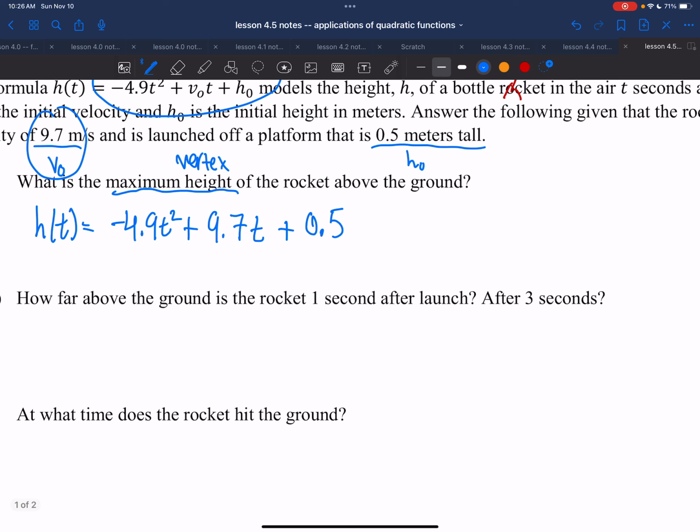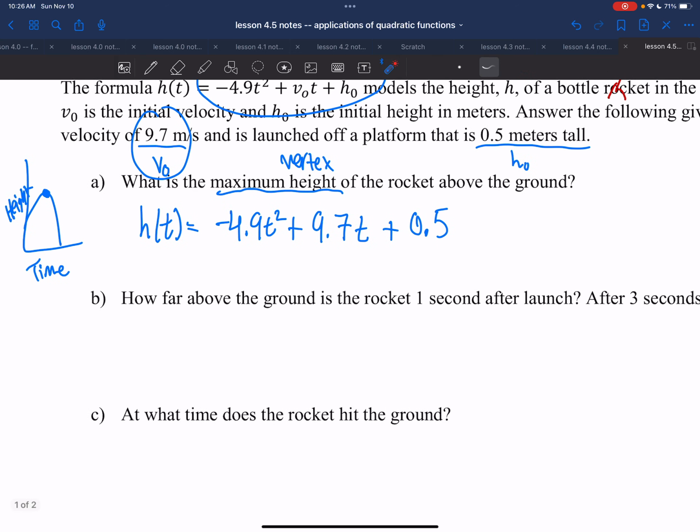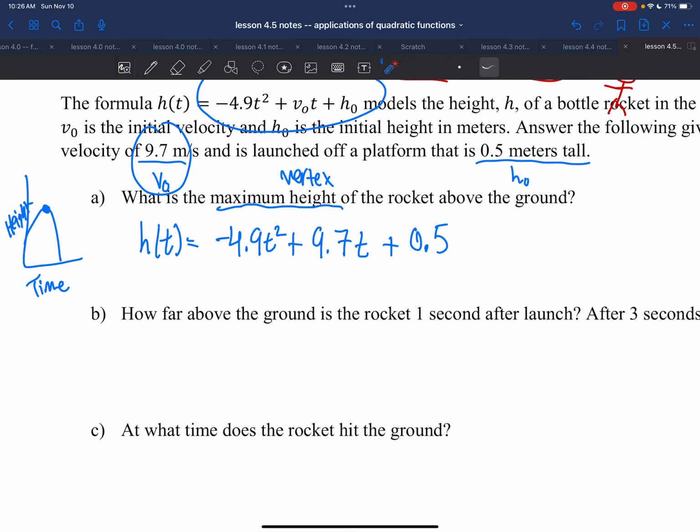So I'm going to say this. Okay, now something to mention. I will say traditionally the vertex is written h comma k. I'm going to avoid using h because h is height. Like this is my y and this is my x. So x is t, y is h.